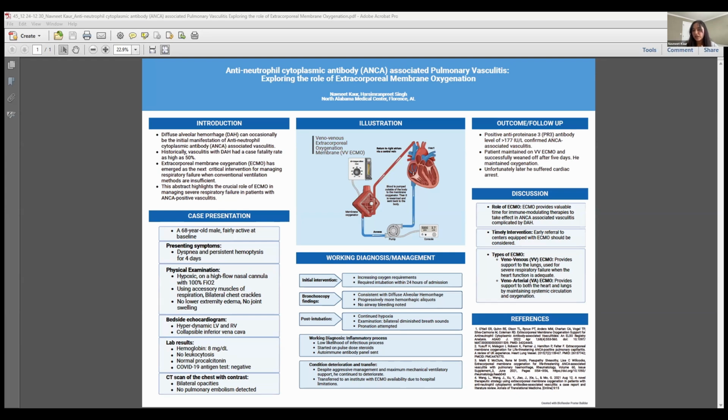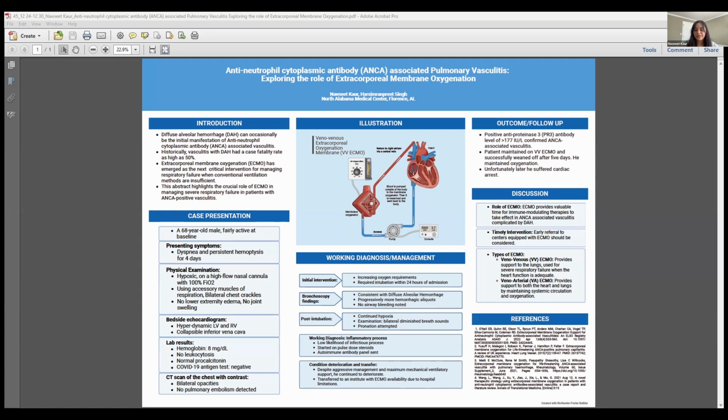The third thing is there are two types of ECMO, VV ECMO and VA ECMO. VV ECMO is generally considered in patients who have respiratory failure, but the heart is functioning normally. This is the image that I included here. A large vein is utilized, and then the blood is pumped to a membrane oxygenator, and after oxygenation, the blood is put back into a large vein. VA ECMO, however, is generally utilized when the heart and the respiratory system both require support.